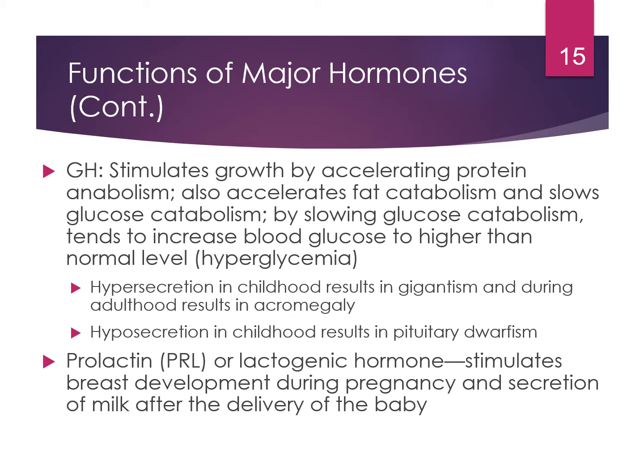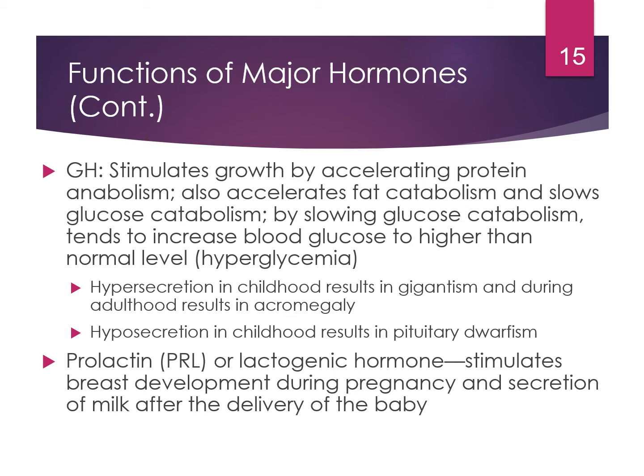If there is a hypersecretion of growth hormone, this can lead to something called gigantism, and gigantism results in acromegaly, which is abnormally large bones of the hands, feet, jaws, and cheeks. And then hyposecretion in children can result in pituitary dwarfism.